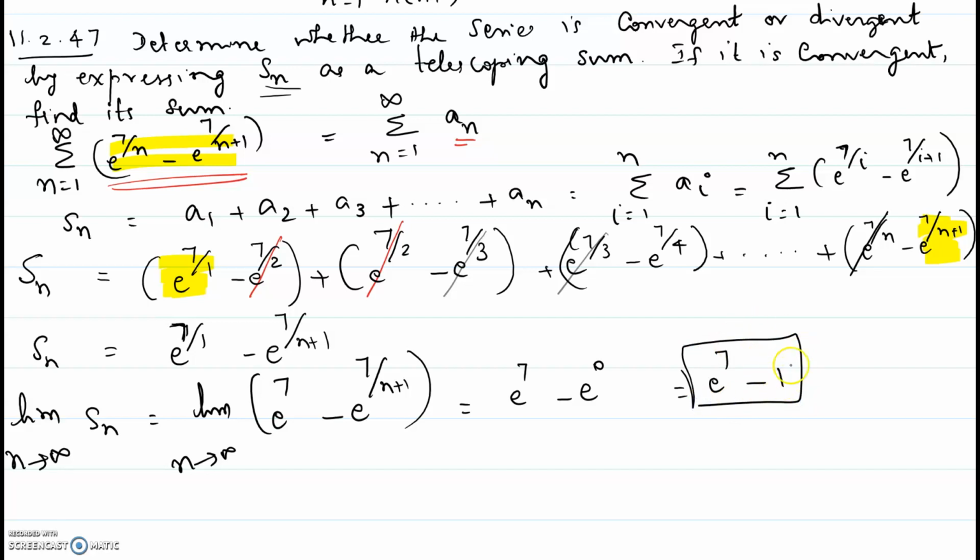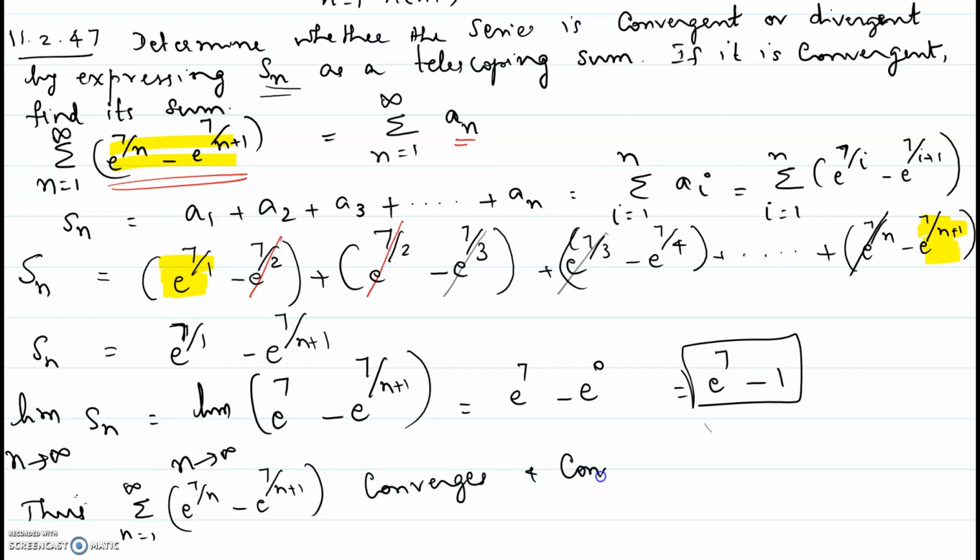Okay, so because it's a definite limit, the partial sum converges to a definite limit. Therefore, the given series converges, and it converges to wherever the partial sum approaches, which is e to the 7 minus 1. Thus, sigma n varying from 1 through infinity of e to the 7 over n minus e to the 7 over n plus 1 converges, and it converges to the value e to the 7 minus 1. Hope this video helps.